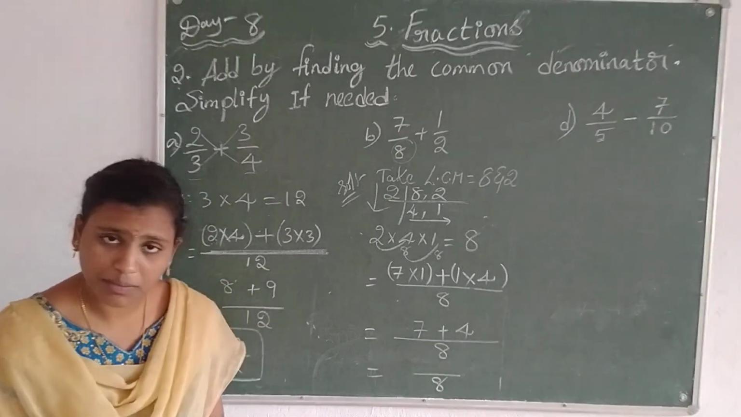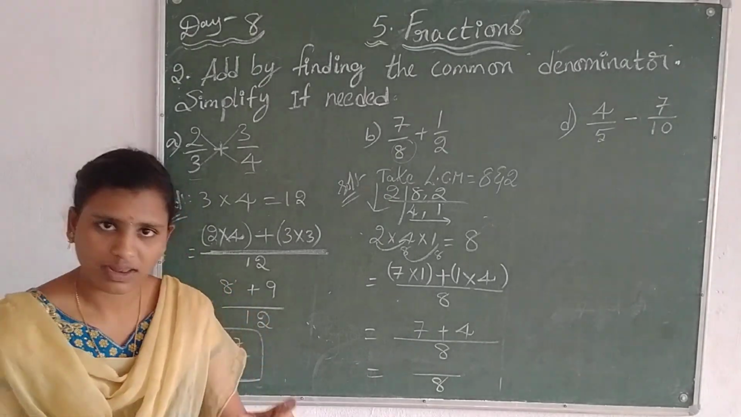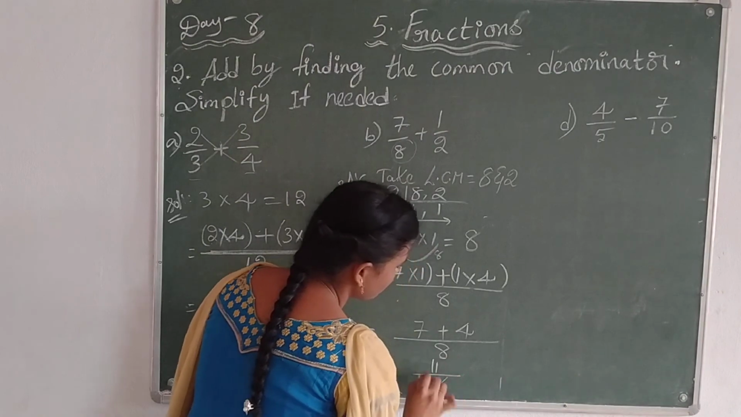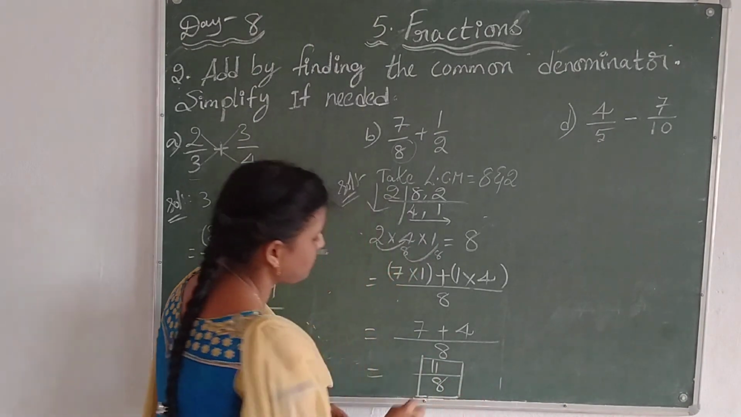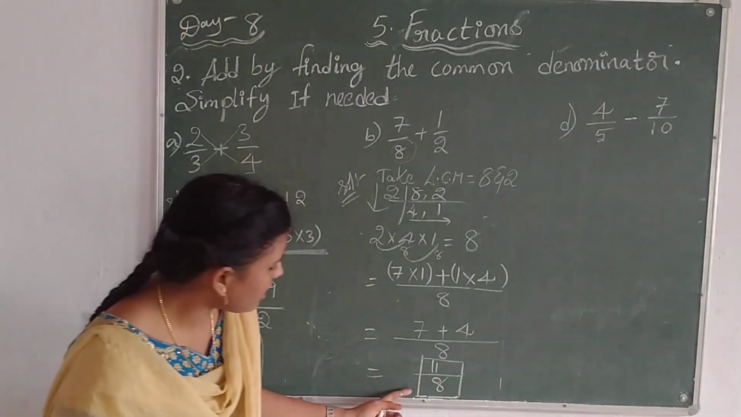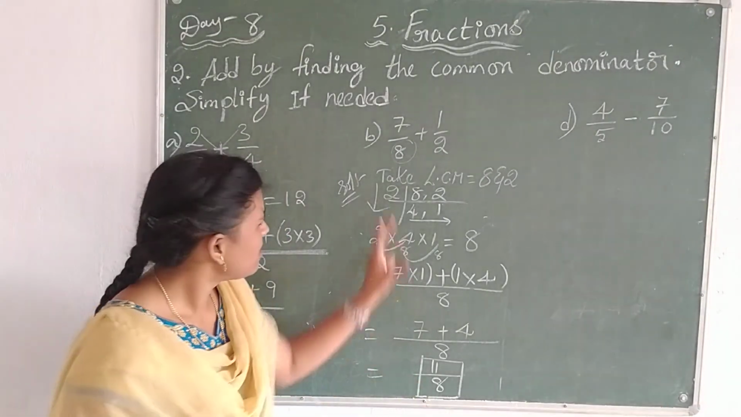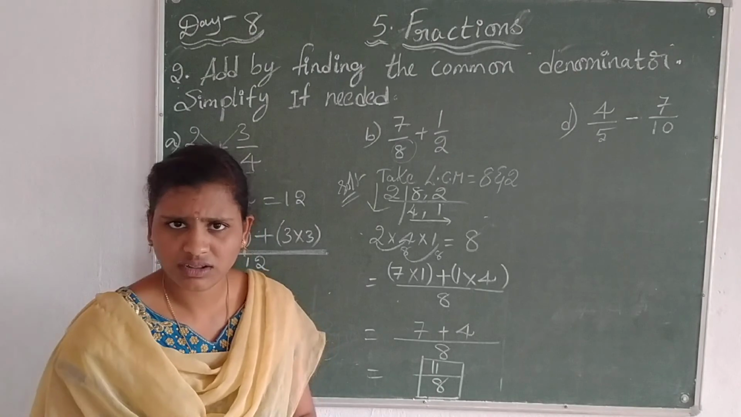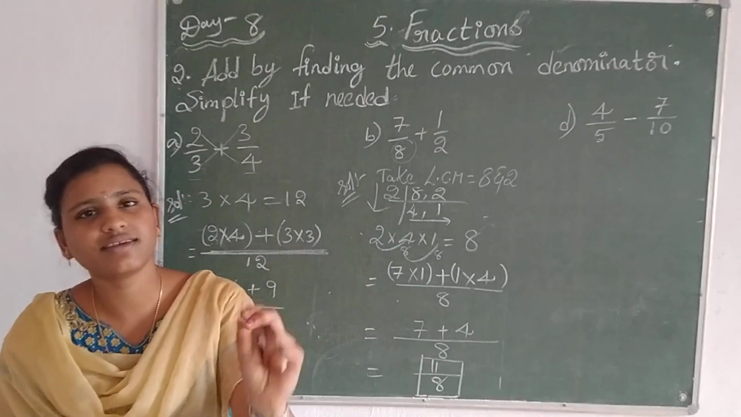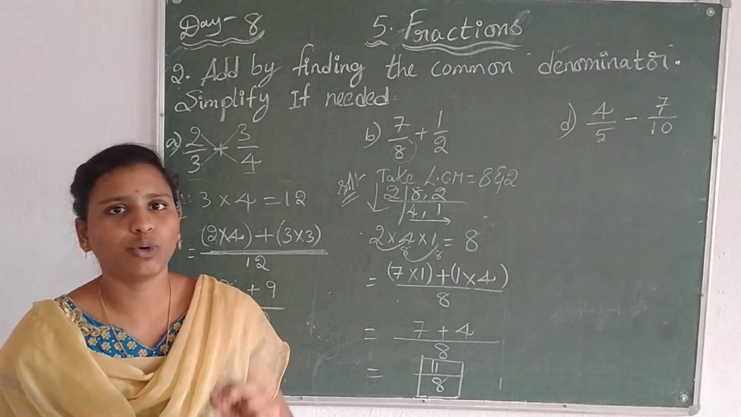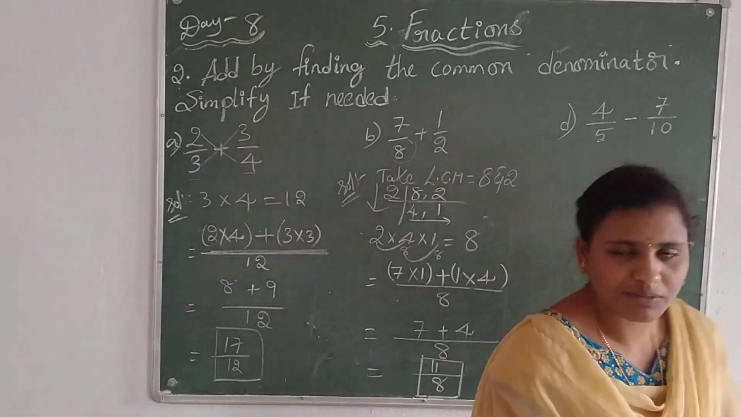7 plus 4 equals 11. Yes, we are right. So the answer is 11 by 8. Is it very easy or not? This is the easiest process. Okay, don't be hurried. I will tell one more sum.